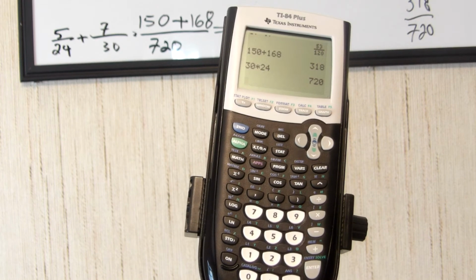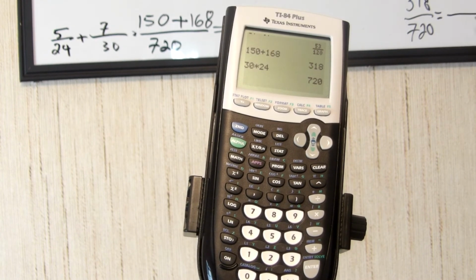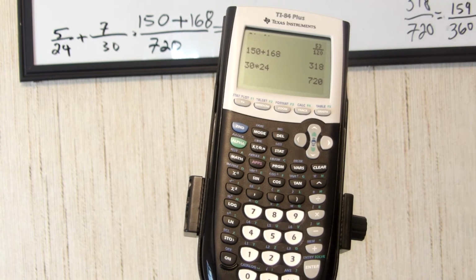318 over 720. You can simplify. This one, we can divide both by 2. It's going to be 159 over 360, because these are divisible by 2, right? And now we can simplify further.